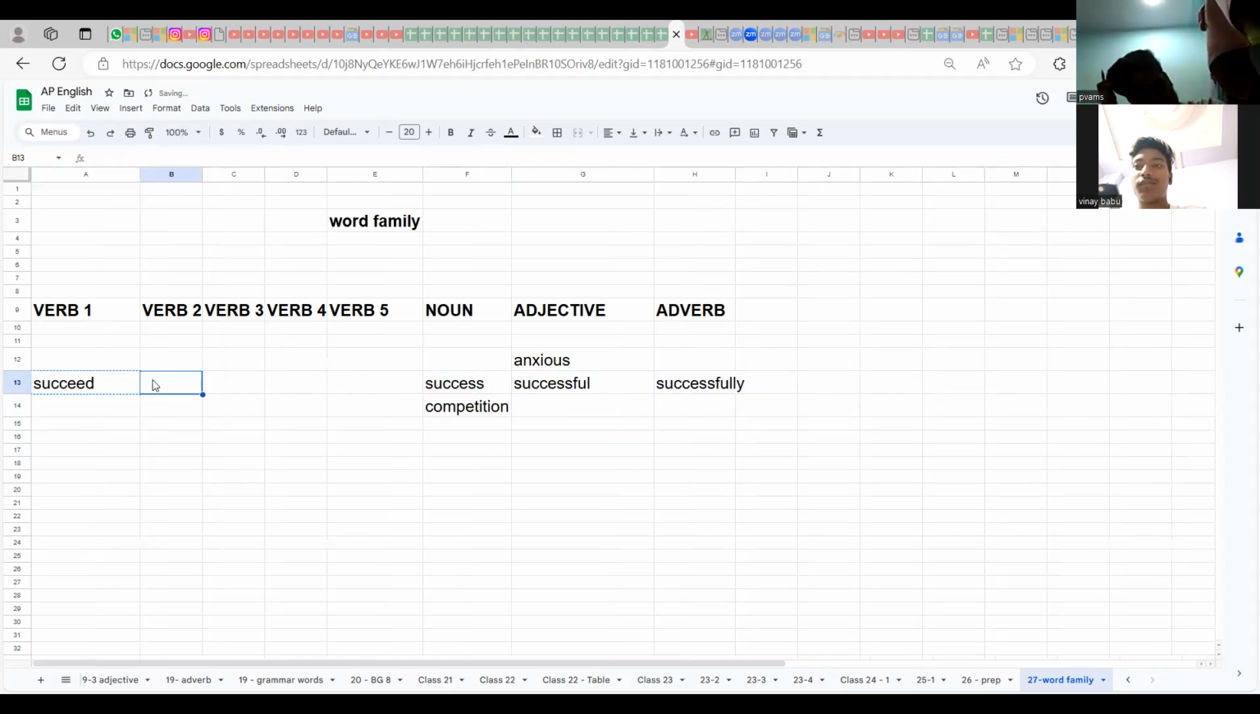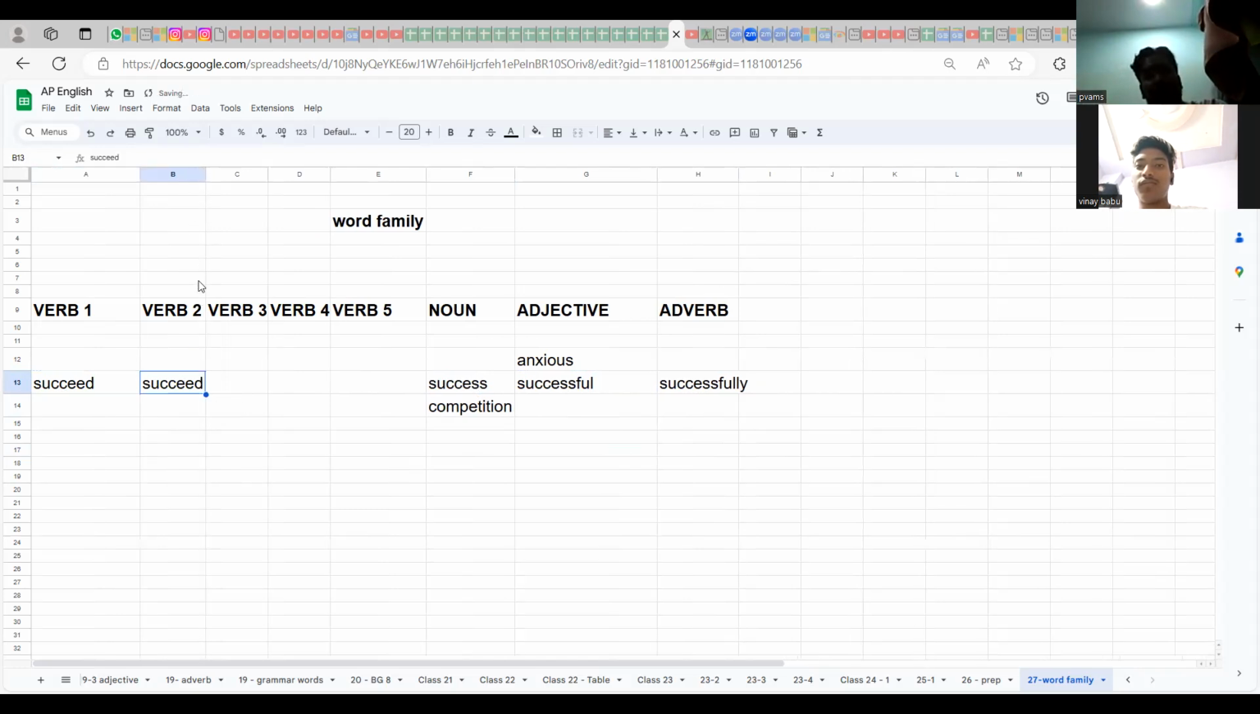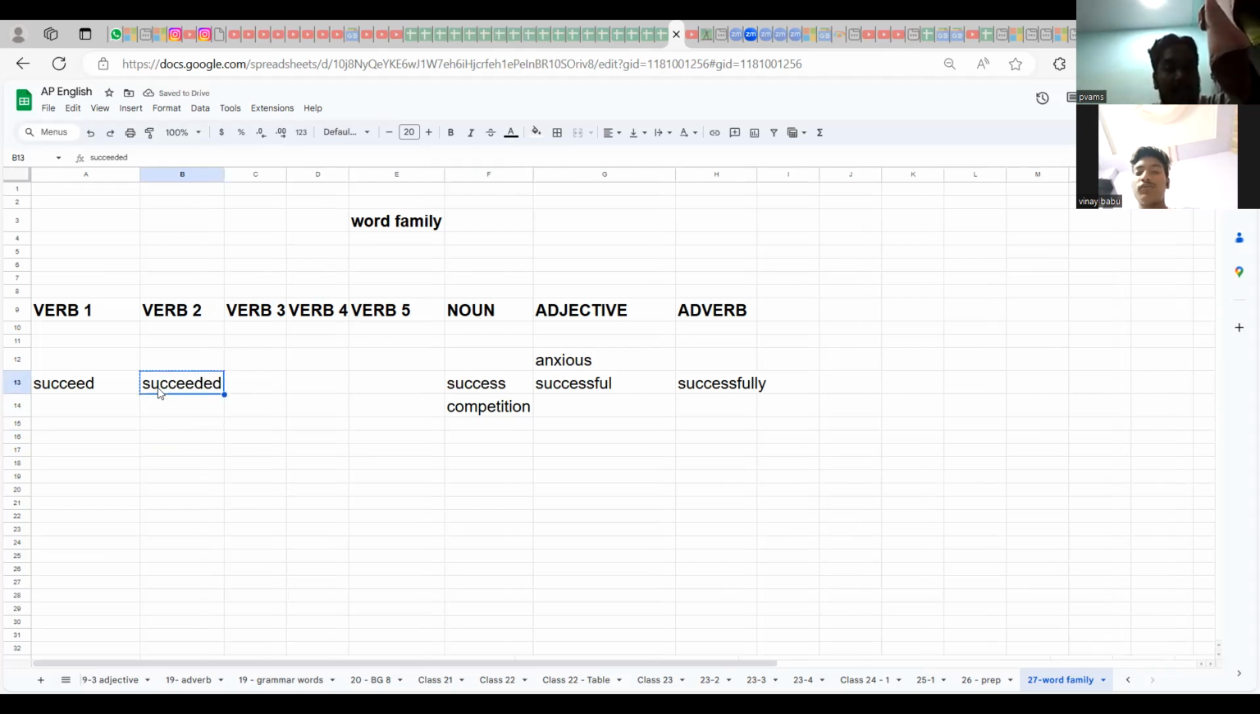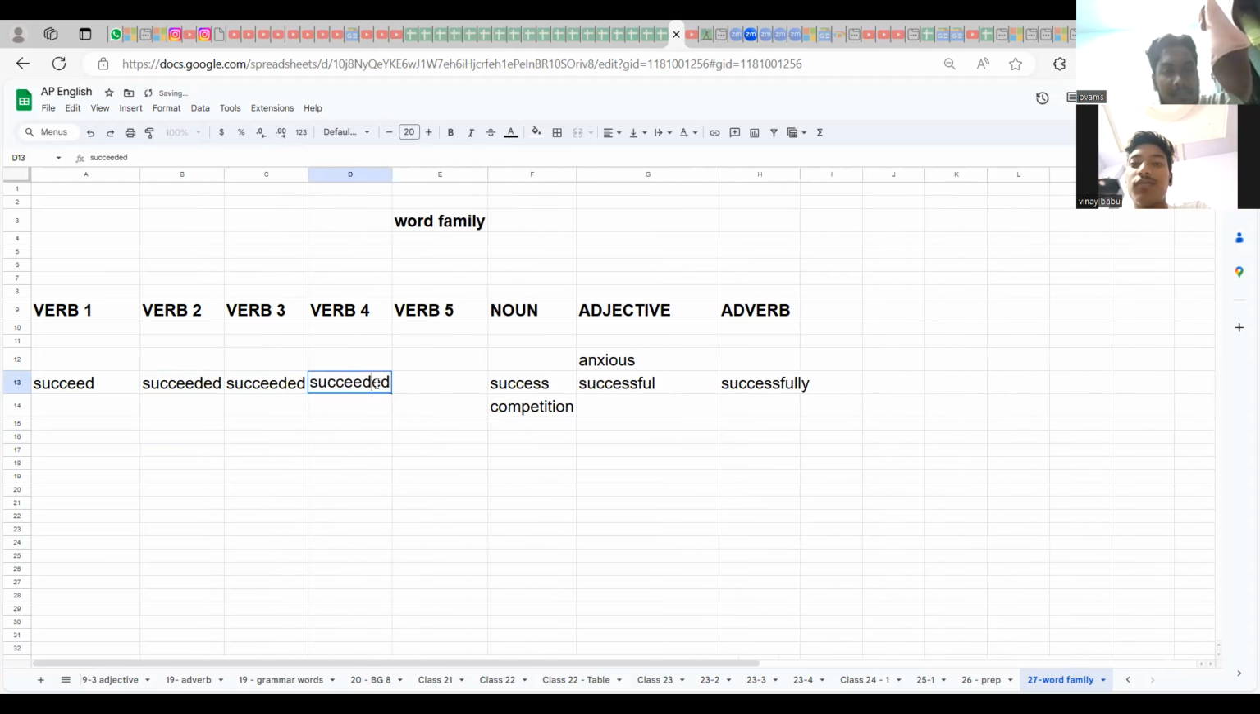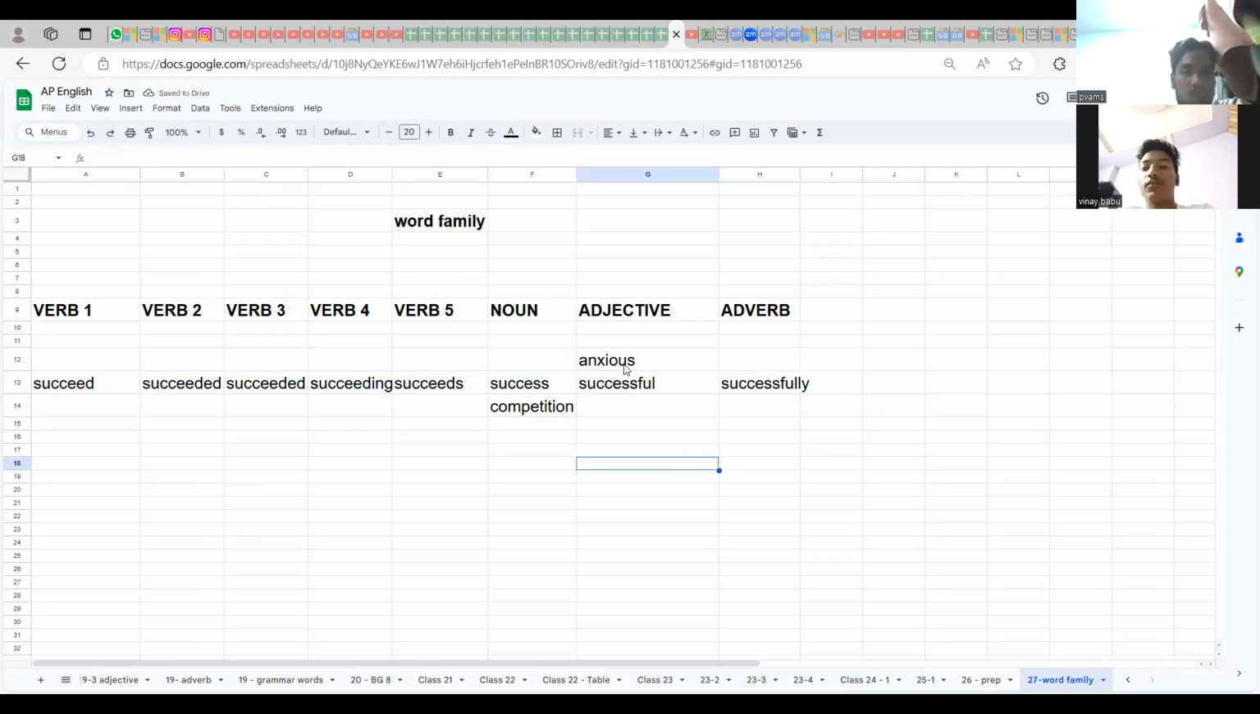Here is succeed. The verb two will be succeeded. This family, if you know, your vocabulary will be really at the top gear. Succeeded. Now, this is going to be succeeding. Verb five will be success. You guys have to note it down. Succeeds. So this alone I have done, right? This anxious will become, when it converts into noun, anxiety. Now, anxiously.